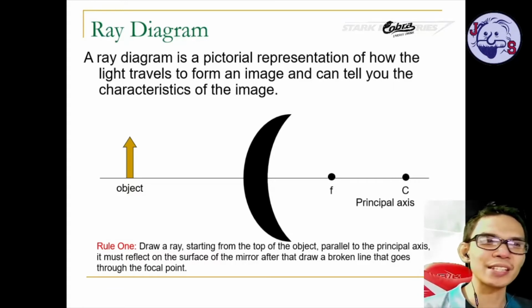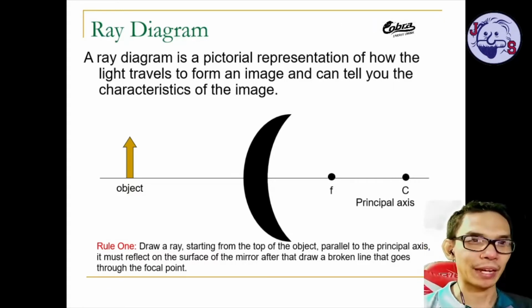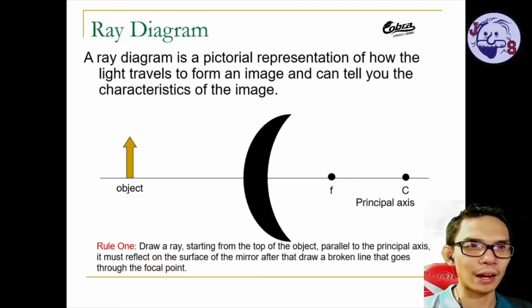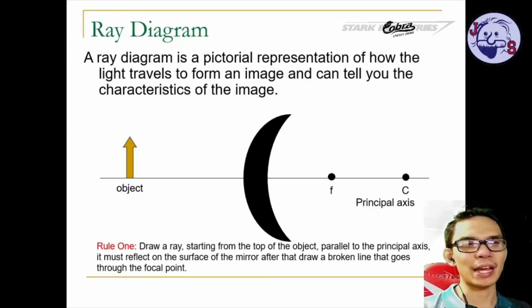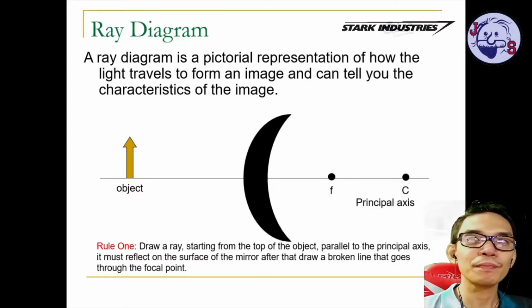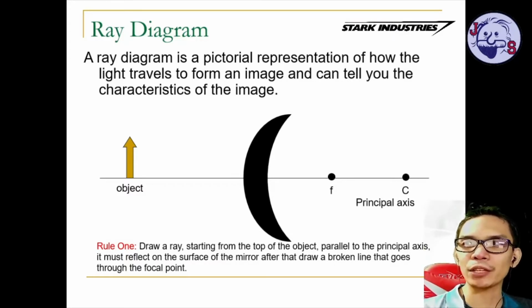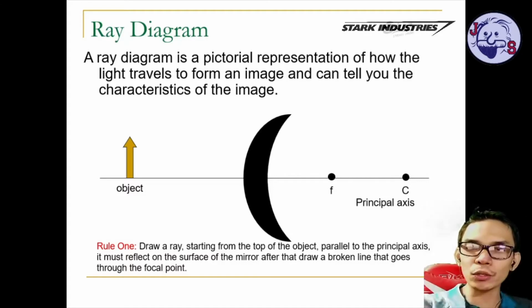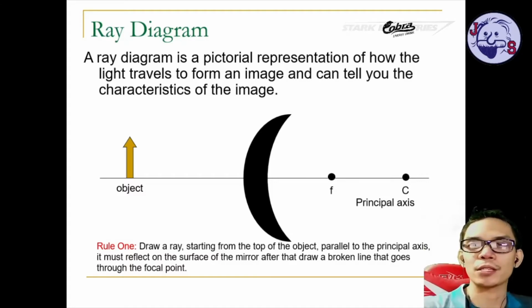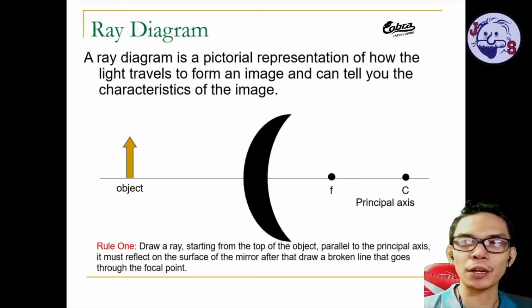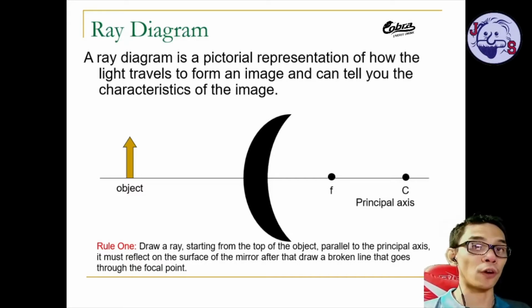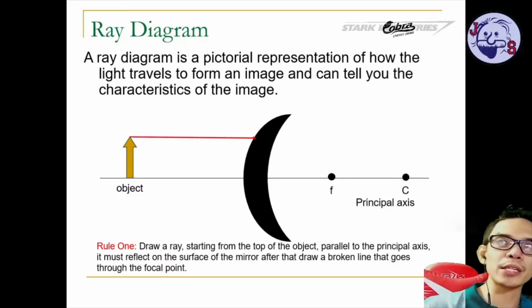In this case, let's start with step 1. Again, you can pause this video if you want to, so for you to learn how to do the ray diagram. First, draw the ray starting from the top of the object parallel to the principal axis. The first ray that we have right here is the principal ray, going to the focal point. It must reflect off the surface of the mirror, and after that, draw a broken line that goes through the focal point.